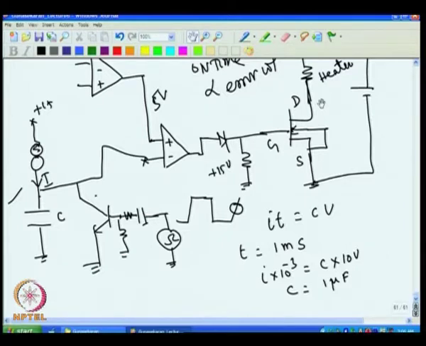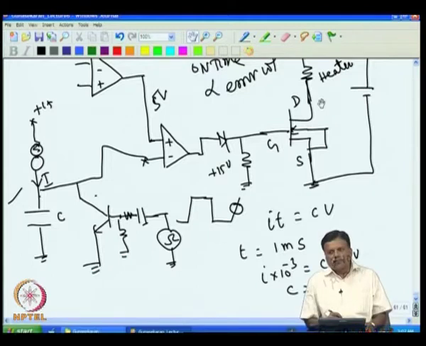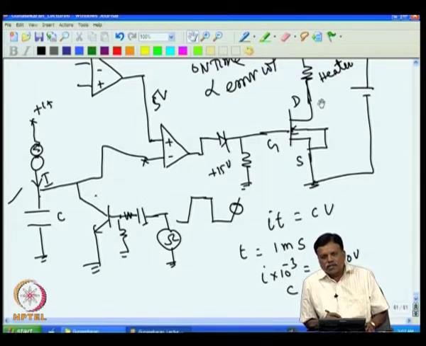So this works fine for a DC supply. In case you want a heater drive from 230 volt AC, I would want to use a triac and then control the heater. This is very often used in high power ovens and so on.